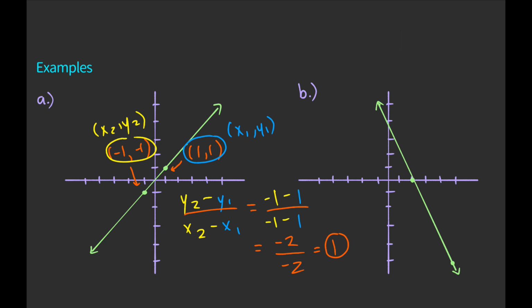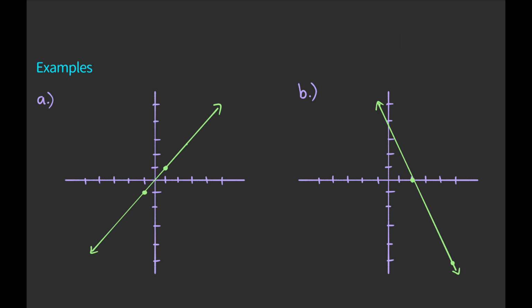So as you can see, using both methods, we get the same slope. So obviously for graphs, it's going to be easier to just count the steps using the graph, but doing it both ways is a good way to check your work. So on to example B.